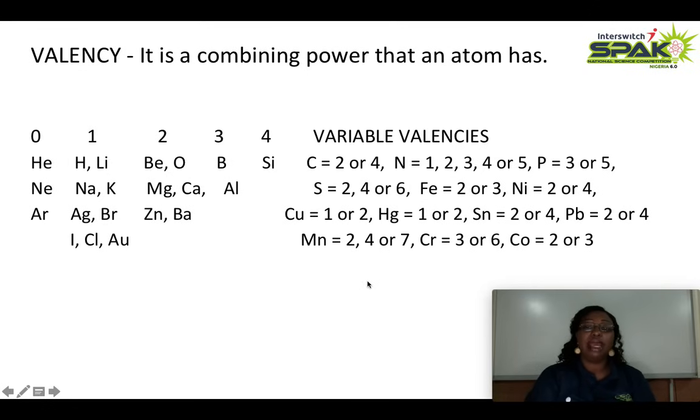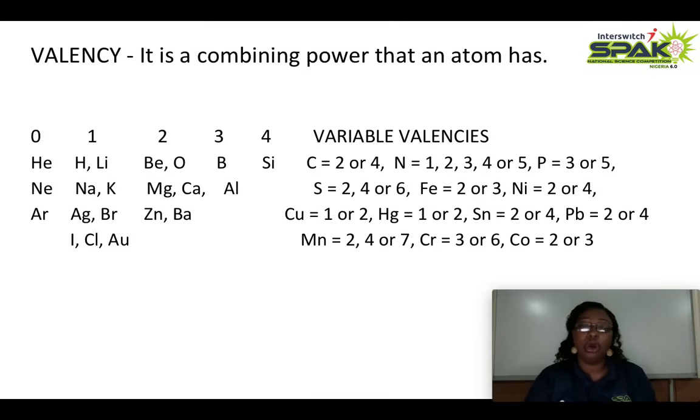Then we have some elements or atoms that have variable valencies. Variable valency is that they can use either this or this to go into reaction. For carbon, we have 2 or 4. Nitrogen can exist as 1, 2, 3, 4, or 5. Phosphorus, 3 or 5. Sulfur can exist as 2, 4, or 6. Iron can exist as 2 or 3.